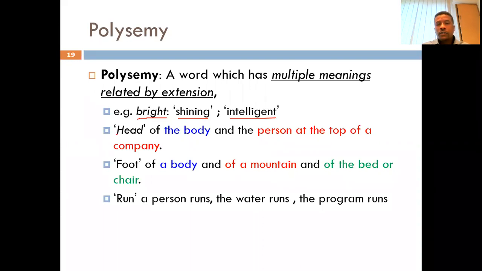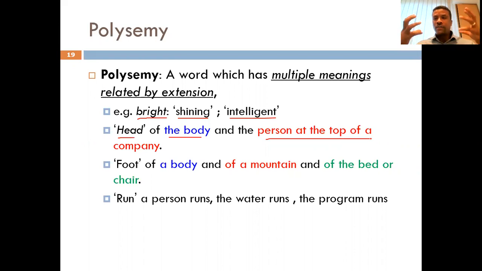Okay, so you can have the word head, for example, which can be head of a body, a human being, or it can be a person at the top of the company. Mind you, as you can see, the first one is referring to the head of a human body, but as you can see, it is found at the top. And that is extended to mean a person who is leading a company, to mean that he's at the top of the organization. So as you can see, the meaning is somehow related by extension.